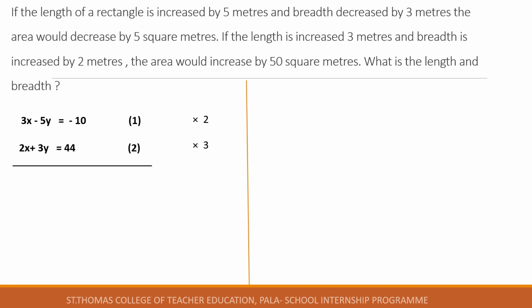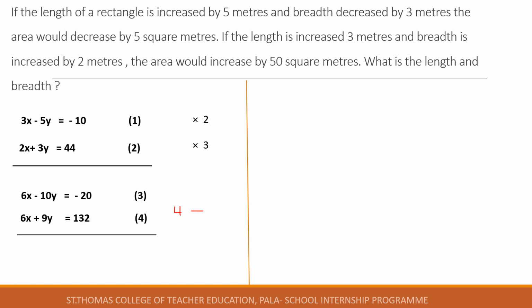I am not going to help you this time. You have to find the equation and tell me. Good. The first equation changes to 6x minus 10y equal to minus 20. And we call this as equation 3. And the second equation changes to, good, 6x plus 9y equal to 132. Now solve this. Tell me how we are going to solve this.